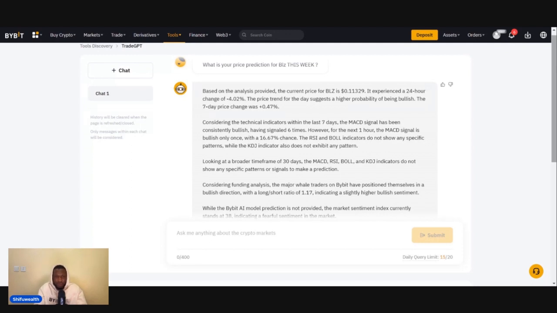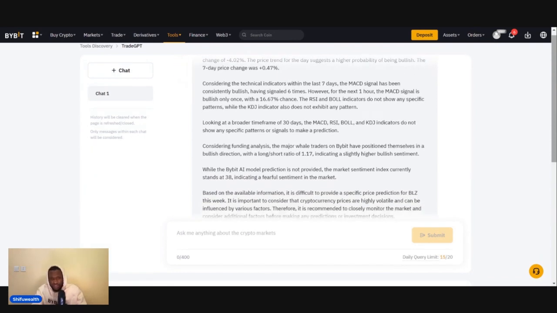It experienced a 24-hour change of -4%, and the price trend for the day suggests a high probability of being bullish. The 7-day price change was plus 0.47%. Considering the technical indicators within the last 7 days, the MACD signal has been consistently bullish, having signaled 6 times. However, for the next 1 hour, the MACD signal is bullish only once, with a 16.67% chance. Looking at a broader time frame of 30 days, the MACD, the RSI, the BOL, the KDJ indicators do not show any specific patterns or signals to make a prediction.